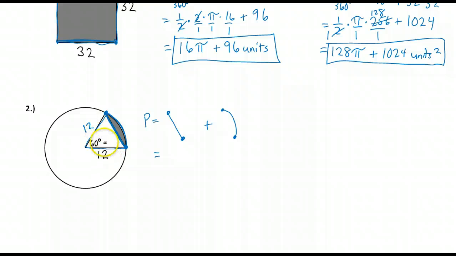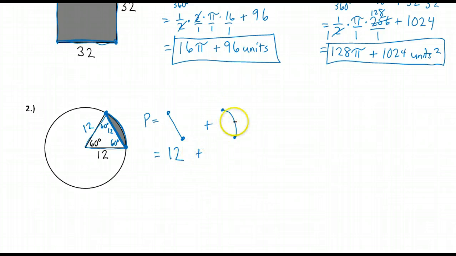And if we have an isosceles triangle with an angle of 60 degrees, all my angles have to be 60 degrees, which means all my sides are equal. I have an equilateral triangle. So the length of this line is 12.